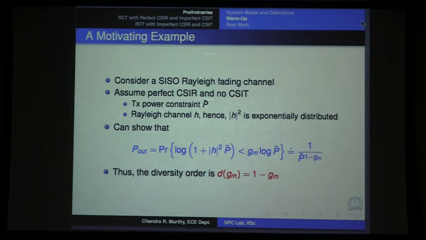For this channel, the outage probability is very simple. It's the probability that log of 1 plus h squared P bar, this is the data rate achievable by the channel, is smaller than your target data rate, which is GM log P bar if you're trying to achieve a multiplexing gain of GM. And it's very easy to show, since h squared is exponentially distributed, that this quantity is dot equal to 1 over P bar to the power 1 minus GM. And so the diversity order that's achievable in a SISO Rayleigh channel with perfect CSIR and no CSIT is d of GM, which is 1 minus GM.